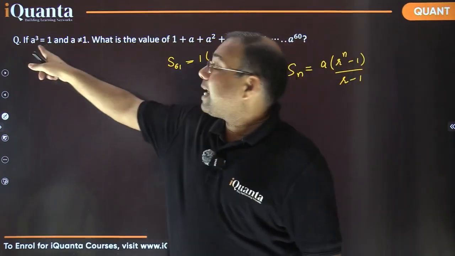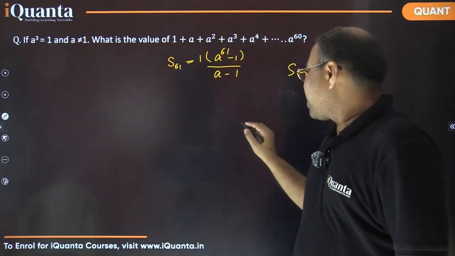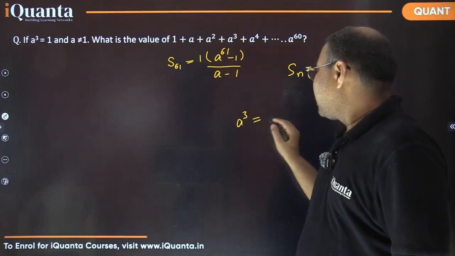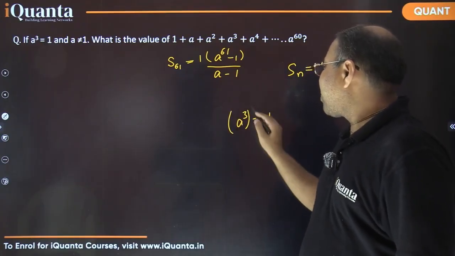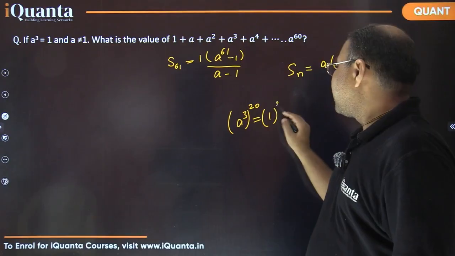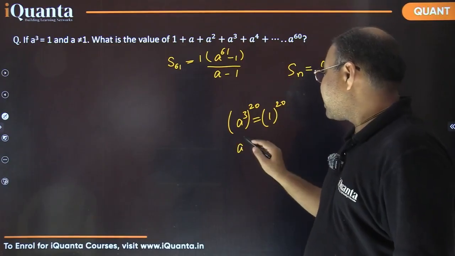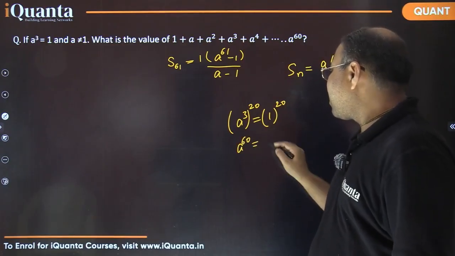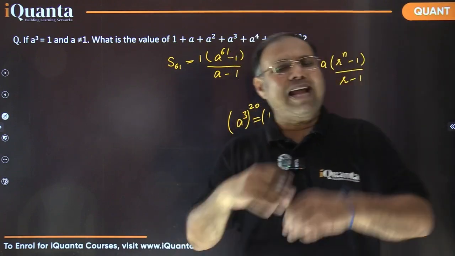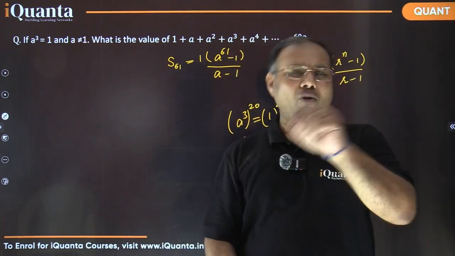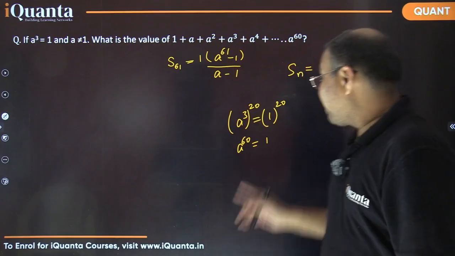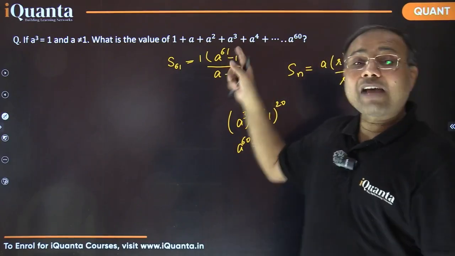How? Because a cube is equal to 1. If a cube is equal to 1, and I raise it to power 20, can you tell me what will be the result? Yes, it is a power 60. That will be equal to 1 only, because 1 when multiplied with itself any number of times is going to remain 1 only, isn't it? Simple. So a power 60 is 1, but here we are having a power 61.